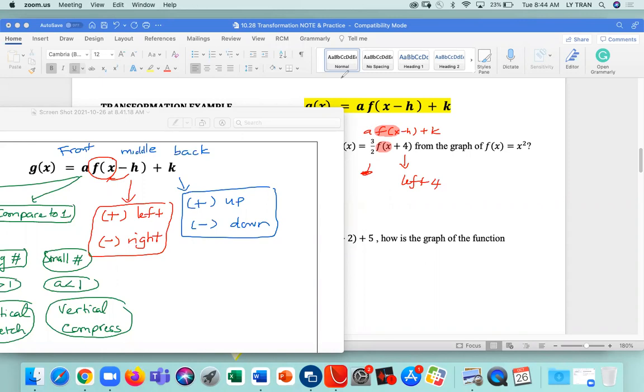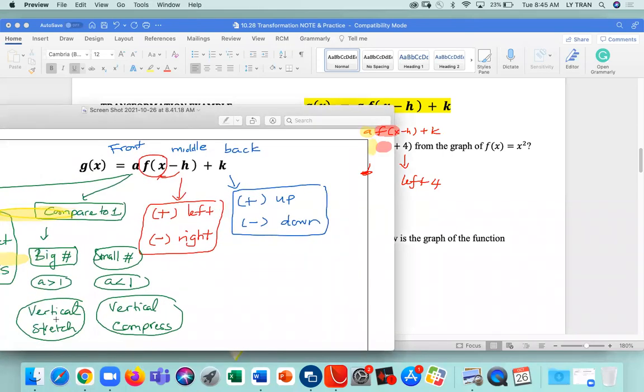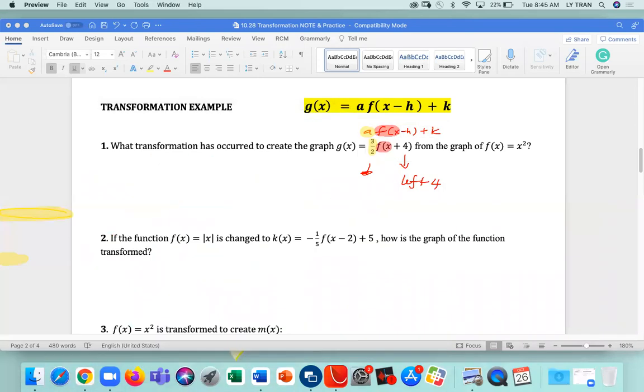Now 3 over 2. I'm going to look at 3 over 2. If I'm going to match it in the formula, it belongs to a. It's right in the front. So 3 over 2 compared to 1 is going to be a big number compared to 1. So when it is a big number, I look at my charts again. If a big number, they said it's going to be stretched. So I'm just going to put a stretch.